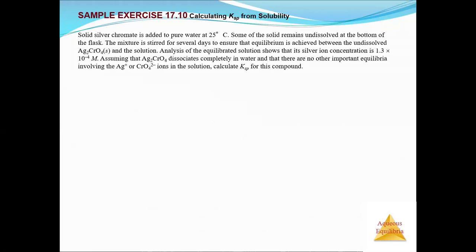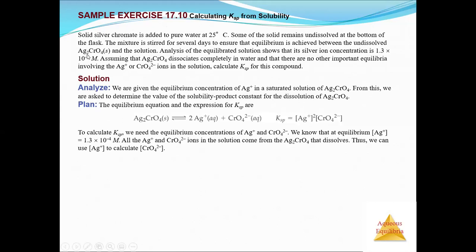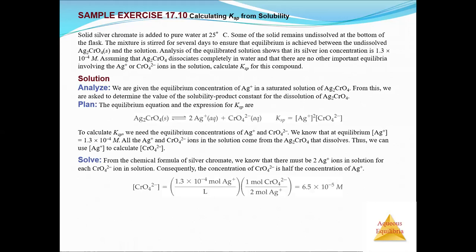Yeah. Did anybody not understand what I just said? I didn't understand. Thank you, Natalia. Okay, Natalia, can you see that there is one CrO4 for every two Ags? Yes, I can. So if I know what my Ag concentration is, since I produce one CrO4 for every two Ags, then my chromates that form are going to be half of what my Ags are. Yes, I do see it now. So my chromate is going to be 6.5 times 10 to the minus fifth. Now can I solve for Ksp?